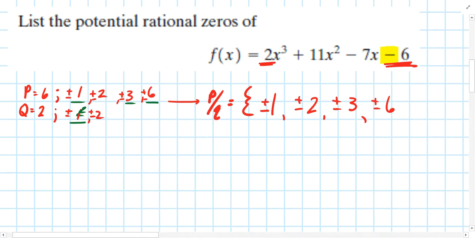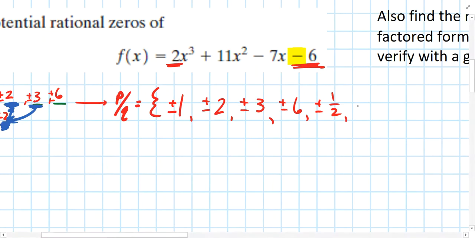That's all of our P values divided by the first Q value. Well, what's going to happen if I divide my P values by the second Q value? This time, 1 divided by 2 in both positive and negative forms produces the number 1/2. 2 divided by 2 equals 1, positive and negative, and we've already got that in the list. Now 3 divided by 2, well, that's 3/2. That's not in the list yet. Positive and negative 3/2. And then finally 6 divided by 2, well, that's 3, and that's already in the list.